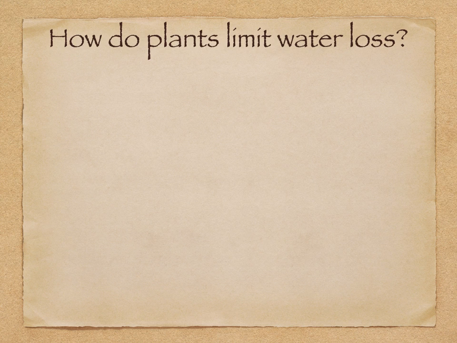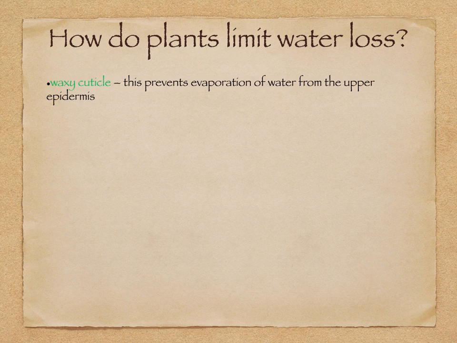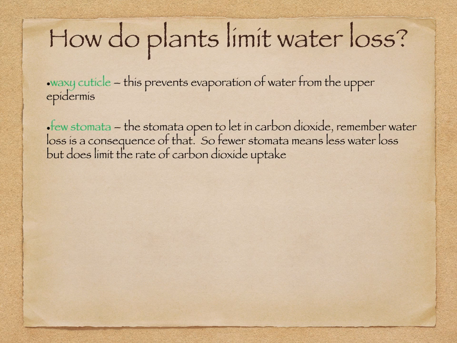So there are many adaptations of leaves to limit water loss through the stomata. We've looked at a few adaptations of cacti. Can you think of how leaves can be adapted to reduce water loss? Well, they've got a waxy cuticle, so this prevents evaporation of water from the upper epidermis. Few stomata, so the stomata open to let in carbon dioxide. And remember, water loss is a consequence of that. So fewer stomata means less water loss, but it does limit the rate of carbon dioxide uptake.